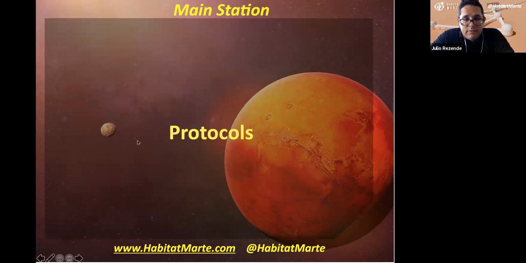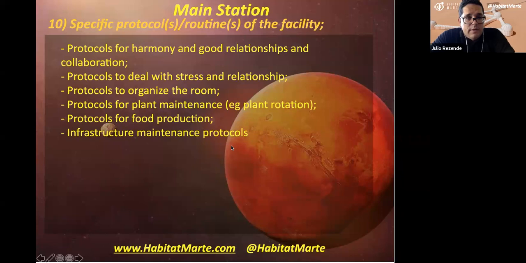And the fourth dimension of this presentation is the protocols. We are imagining some specific protocols to operate in the main station, like protocols to provide harmony and good relationship in the crew. Also protocols to deal with stress in the relationship, protocols to organize the room, and also plant maintenance, food production, and also the maintenance.